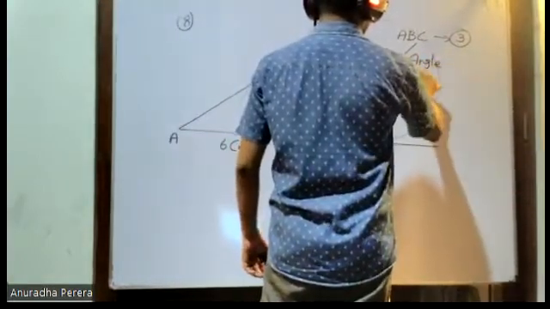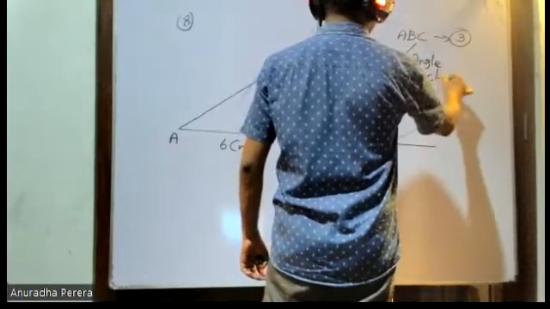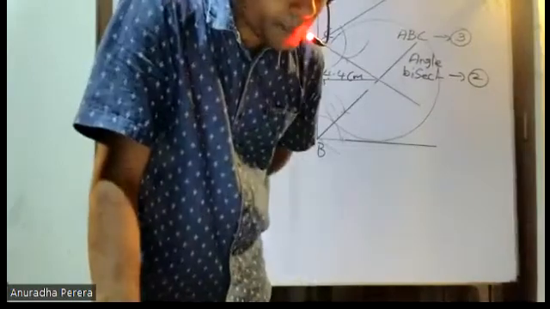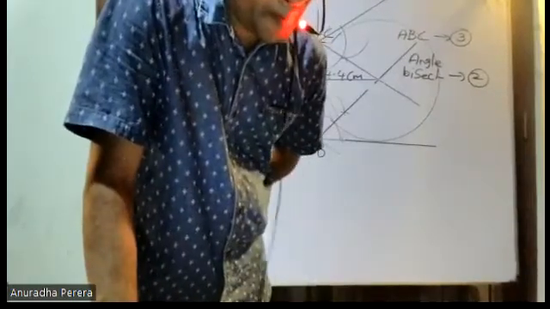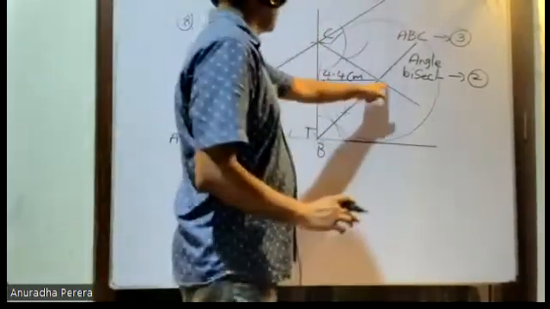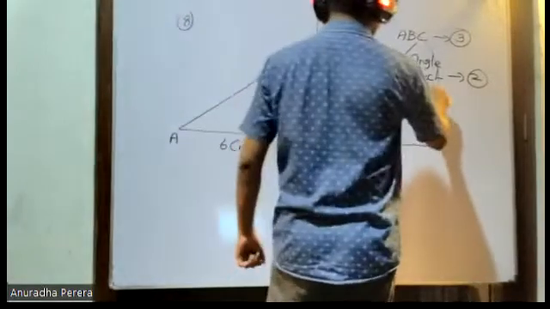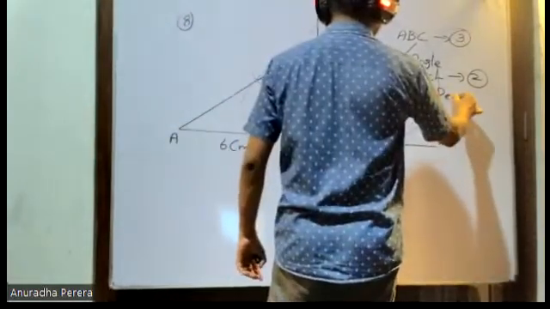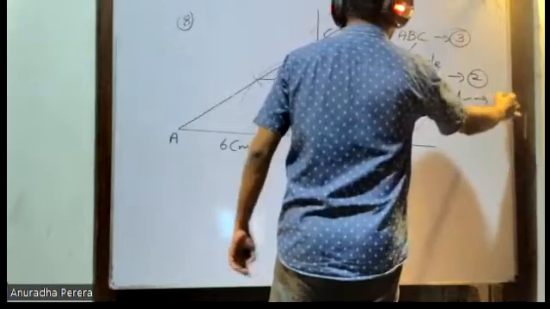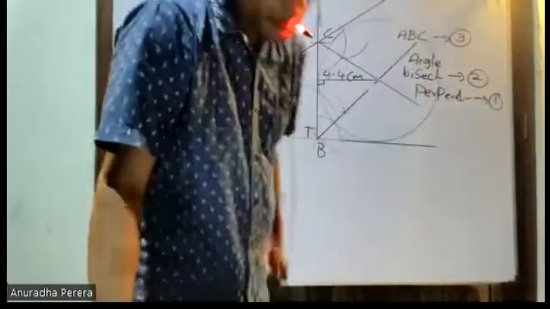2 marks. Angle bisectors, 2 marks. Perpendicular. To draw the perpendicular, 1 mark. Circle, 1 mark.